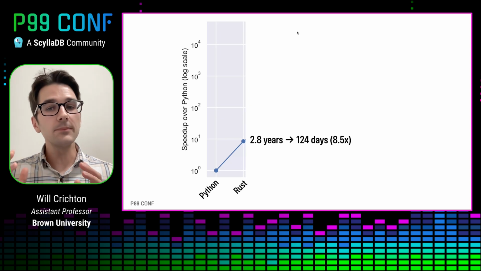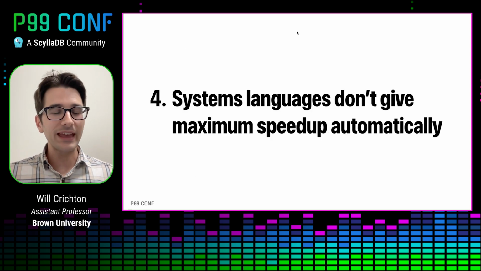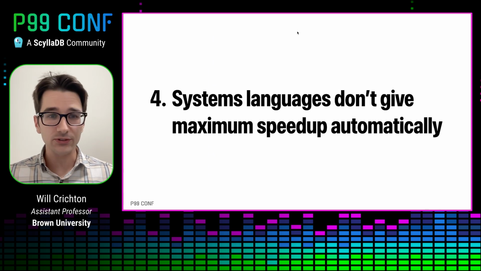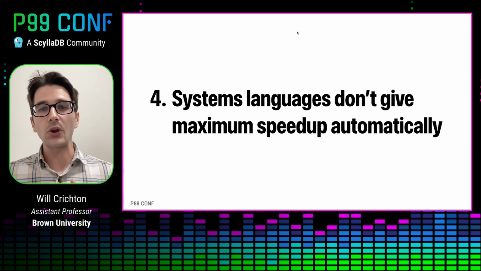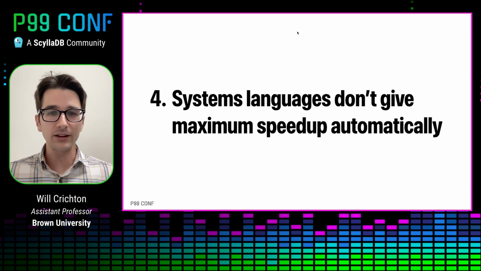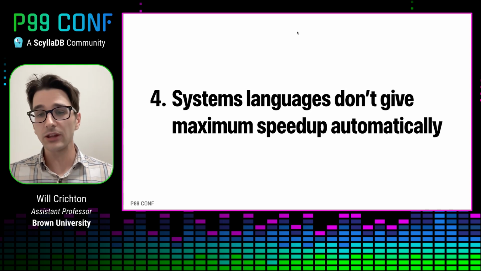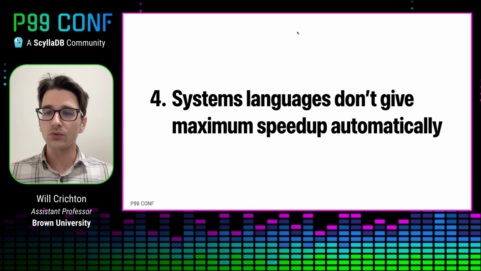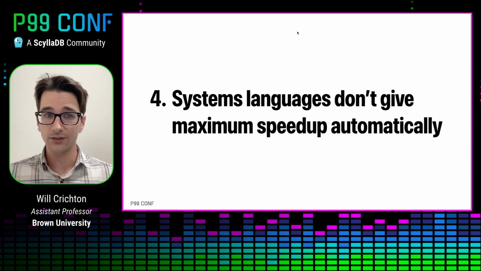So we clearly benefited from the translation, but it's worth observing that 8.5 is not 180,000. More generally, using a systems language does not automatically give you maximum speedup. I think there's kind of a myth that some languages are inherently fast and some languages are inherently slow. But that does a disservice to the role of the programmer in using those languages effectively or not.